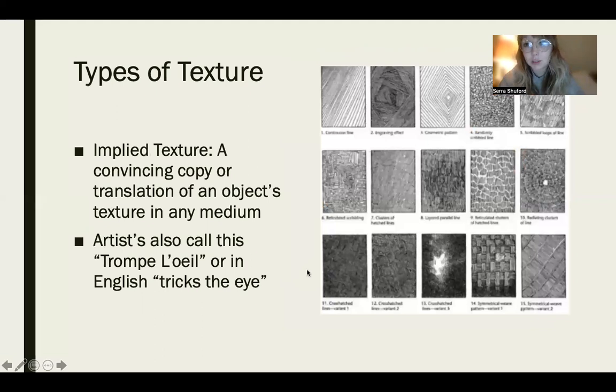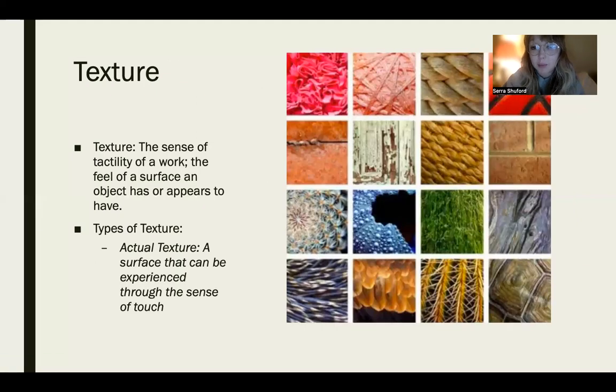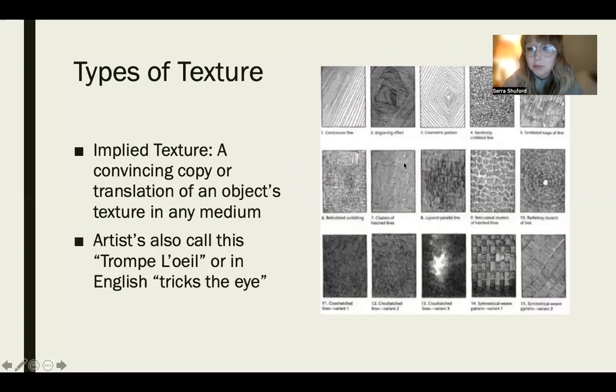And then the one that's a little bit harder to understand is the implied texture, or a convincing copy or translation of an object's texture in any medium. So when we're implying texture, it can really mean two things. We're either looking at something like this and trying to say, how do we replicate that texture through our art mediums? And here are some examples of an artist trying to create, or implying, some of those textures that we see.